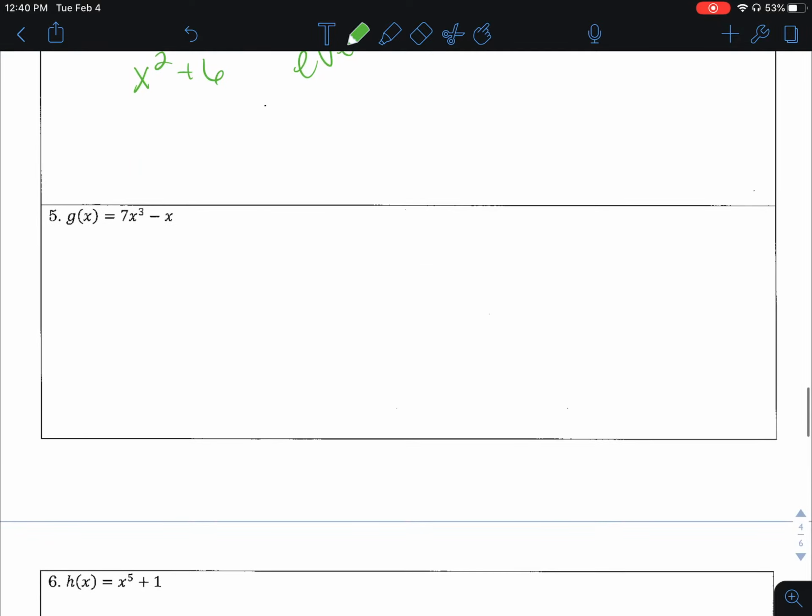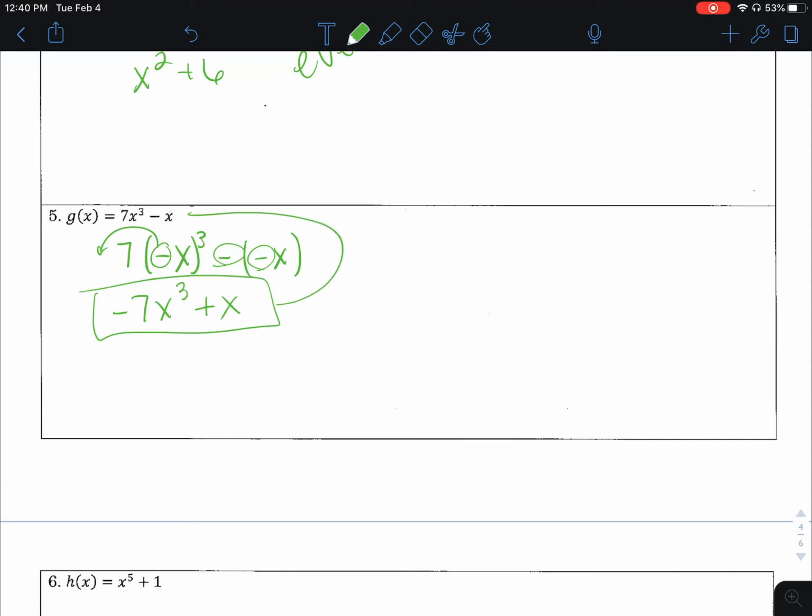All right, number 5. So if we plug in a negative x, so a negative x to the third is going to stay negative x. So I'm just going to put this negative sign out front. So this is negative 7x cubed. And then a negative times a negative becomes positive. So compare this back to the original, and everything has flipped. So this is odd.